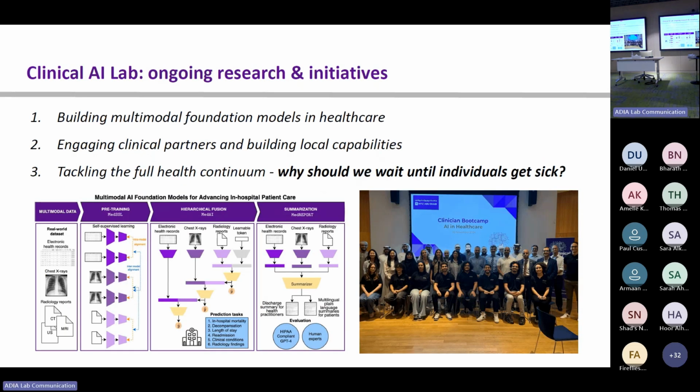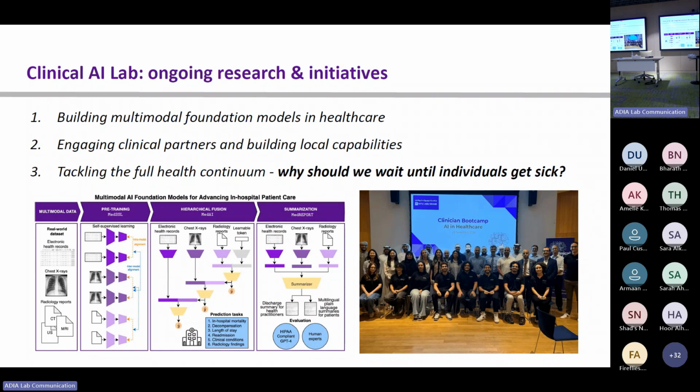In terms of ongoing work, we're currently working towards building multimodal foundation models, building on the work that we already have. We're engaging very closely with clinical partners. And one of the new ideas that we're currently looking into, which is also a priority for Abu Dhabi, is healthy living and longevity. We're investigating ideas in that domain, because what's really interesting there is, why should we wait until individuals get sick? Why not build AI models for maybe performance athletes, but also the average individual like me, who might get sick, and I get sick every once in a while.